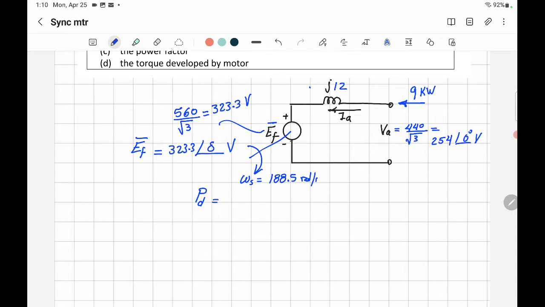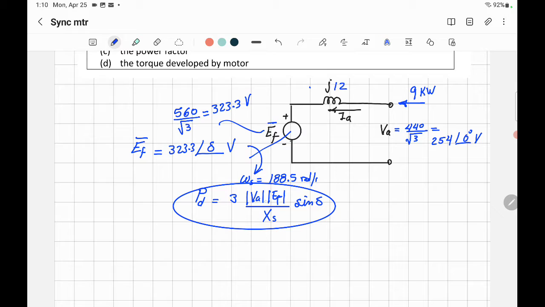And power developed is equal to what? If you remember the first example we solved, it's equal to the input from the stator, here the armature, and you subtract the copper loss in the stator. But copper loss is neglected here, because RA is equal to 0, so you don't have it. So in this case, PD is equal to the same thing as the input power. And the PD, or power developed, is equal to 3 times the magnitude of the armature voltage per phase, times EF per phase, divided by synchronous reactance, times sine delta. This equation will help you to find the angle delta, because everything is given, the magnitude of the voltage and the excitation.